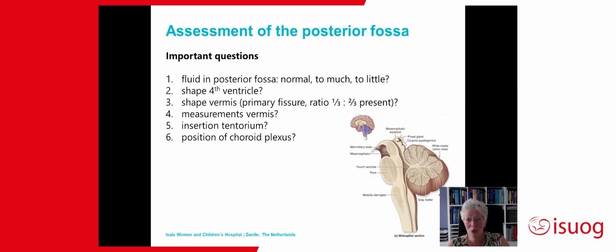What are the measurements of the vermis? What's the insertion of the tentorium? Is it normal? And what about the position of the choroid plexus?